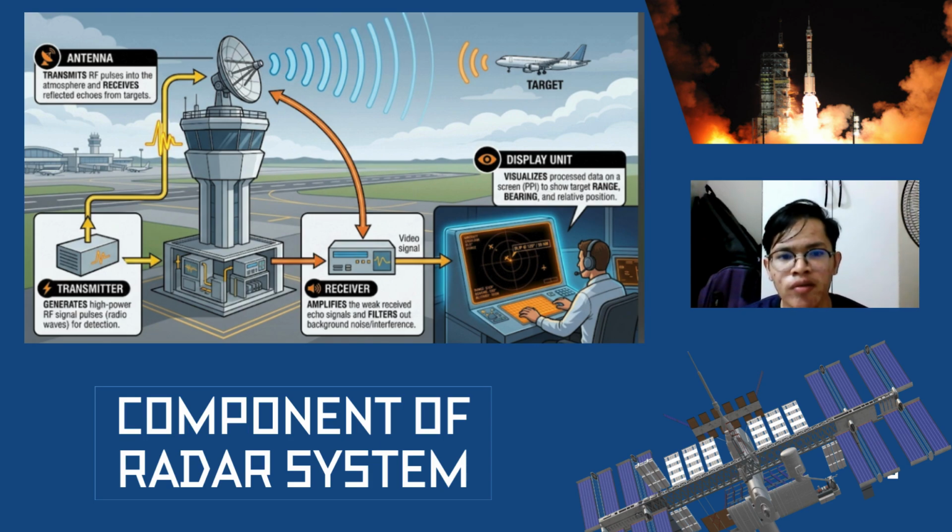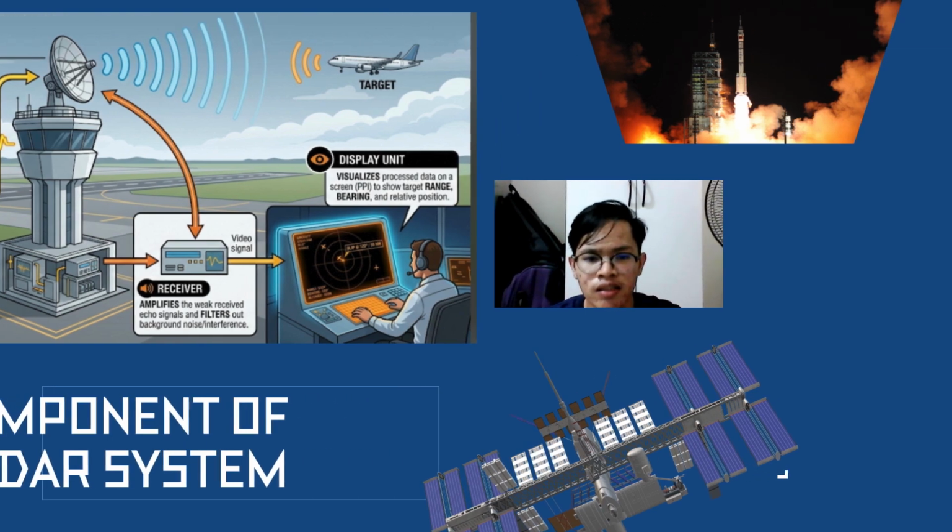The last is the display unit. The unit visualizes processed data on a screen. There is a PPI to show target range, bearing, and relative position. That's all for the components of the radar system.